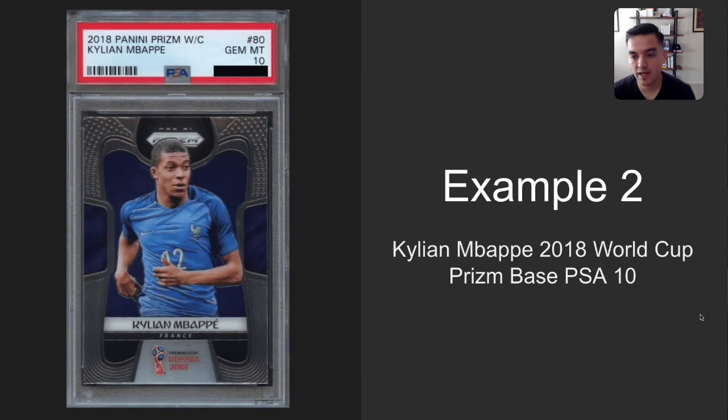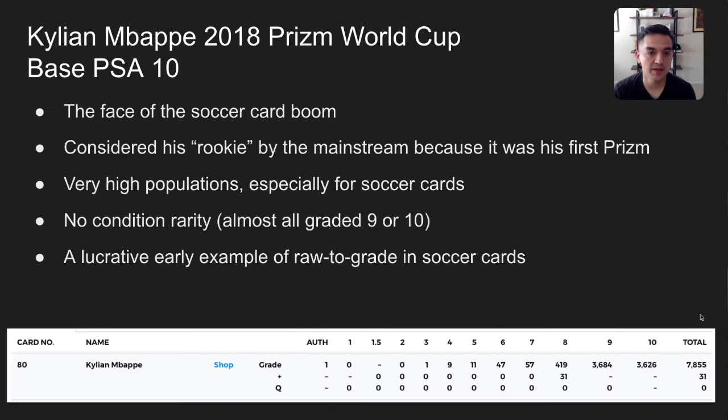So let's get into another example before we get to the fifth way to combat the sunk cost fallacy. And this example deals with the Kylian Mbappe 2018 World Cup Prism base PSA 10. So this card is basically the face of the soccer card boom. Back in 2020, people were buying this card, grading it, and flipping it, and basically calling it his rookie card.